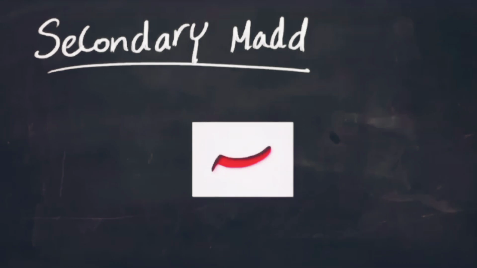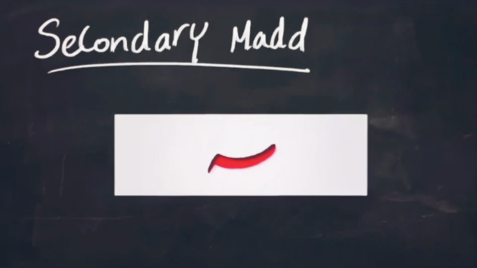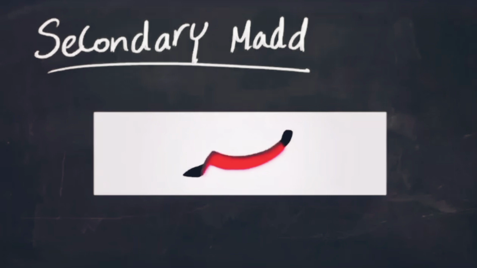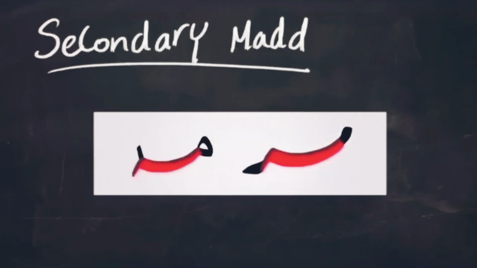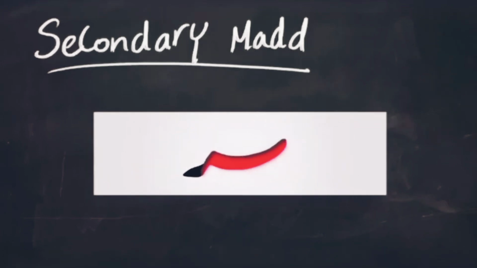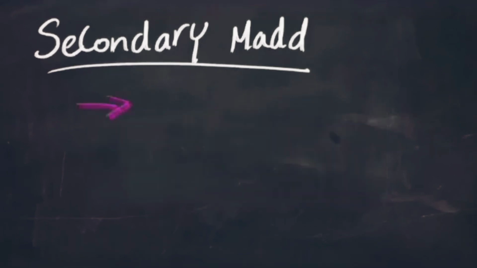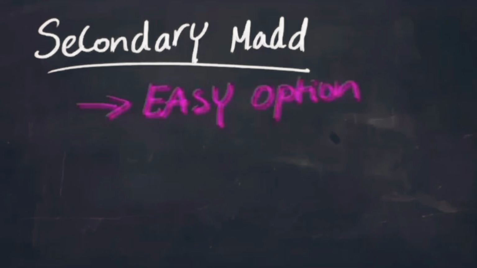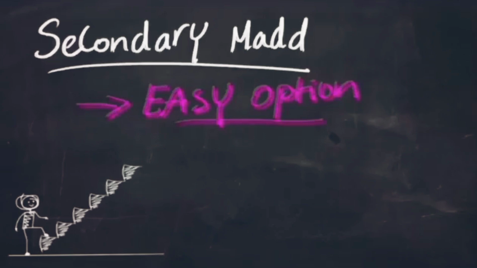The secondary med. And since not all med is natural, this sign was added to signify the presence of med as well. Originally, this sign was written like that, which spells the word med, which of course means lengthen. And gradually it took its shape to what we see today in the Quran. And here you have 2 options. The first option is the easy option. It is only recommended for beginners and those who try and read the Quran for the first time.